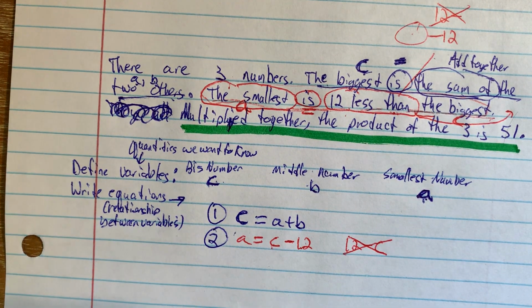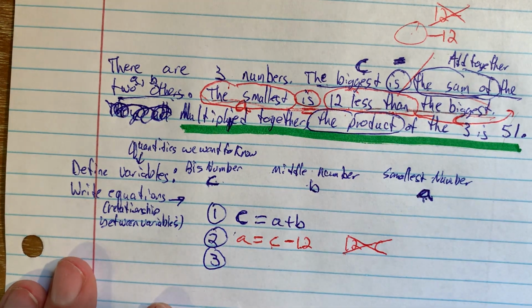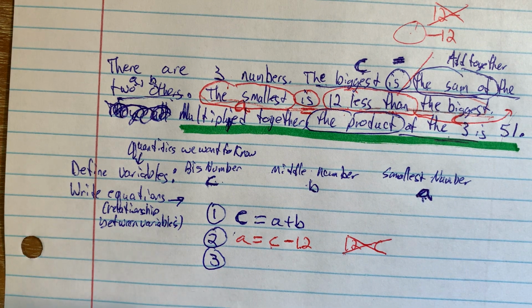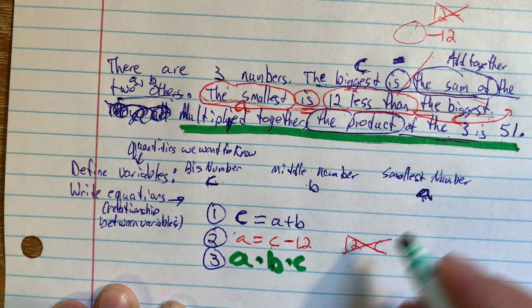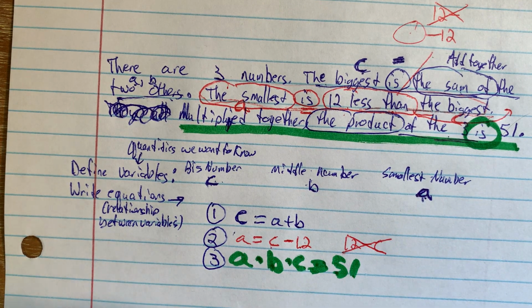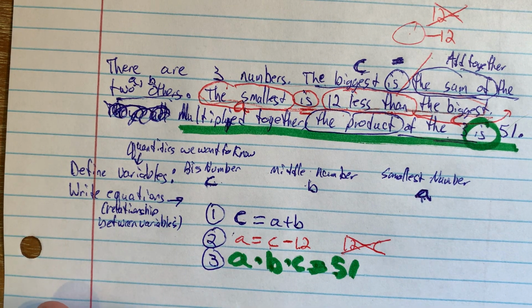The last one, the 3 are multiplied together. The product is the answer to a multiplication of the 3 is 51. The product of the 3 sides. So how do we write that? Well, hopefully we recognize we can write A times B times C equals 51. So these are our 3 equations and our 3 variables, and the solution will be the numbers that when I plug them in make all 3 of these true. Okay, and we're not going to solve them today. Let's look at some examples.